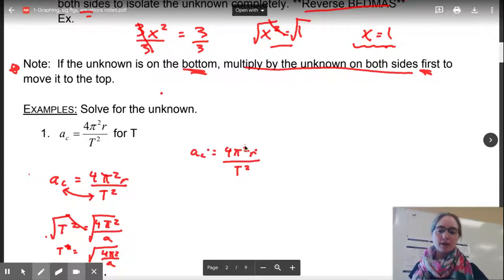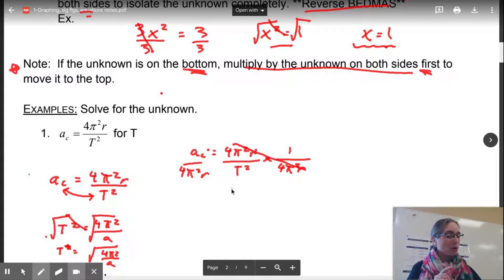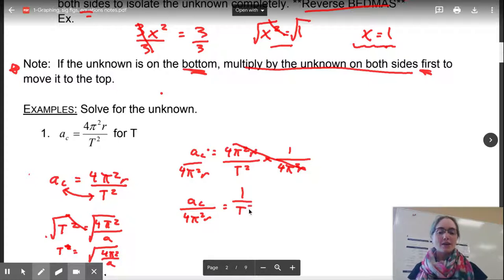So I'm going to divide by 4 pi squared r on both sides. So 4 pi squared r on this side, and I'm going to divide by 4 pi squared r on this side. They cancel. Now, ladies and gentlemen, t's on the bottom. So if I have AC over 4 pi squared r, now this, ladies and gentlemen, is not equal to t squared. This is equal to 1 over t squared. T squared is still on the bottom. You can't miraculously bring them to the top without doing math.